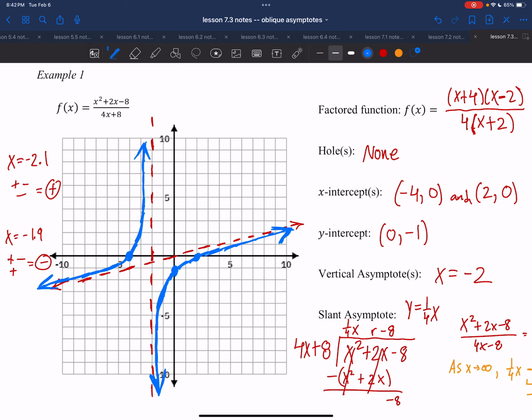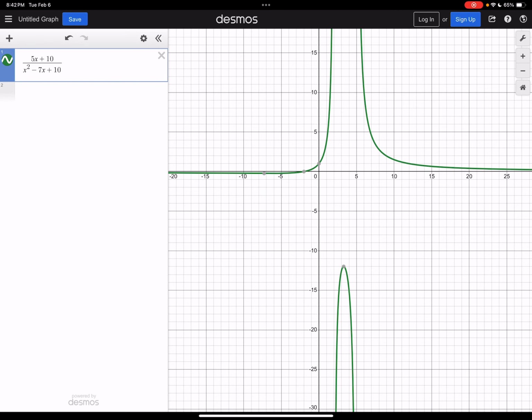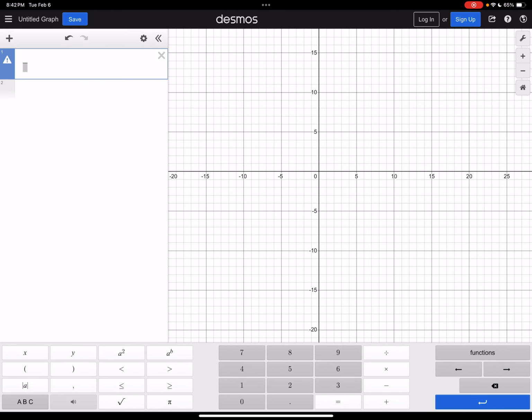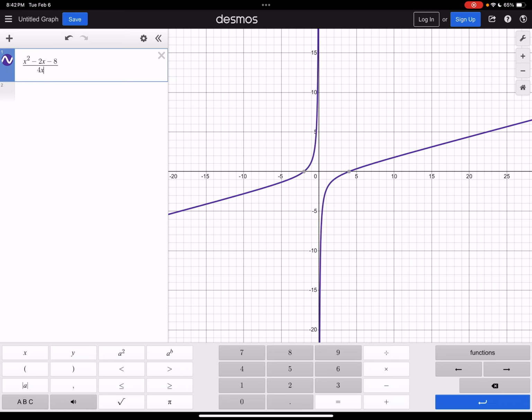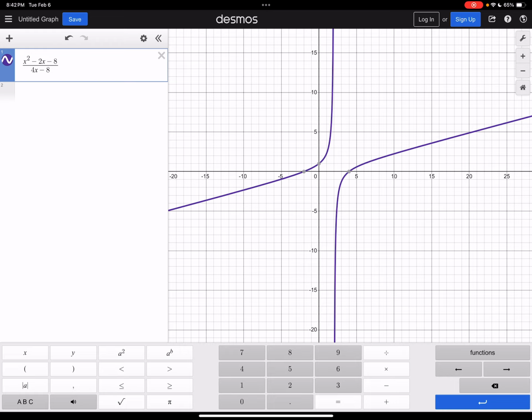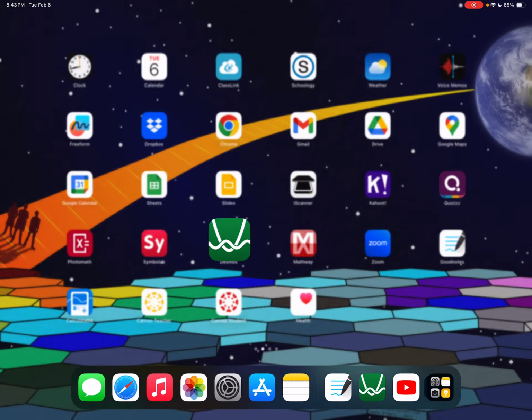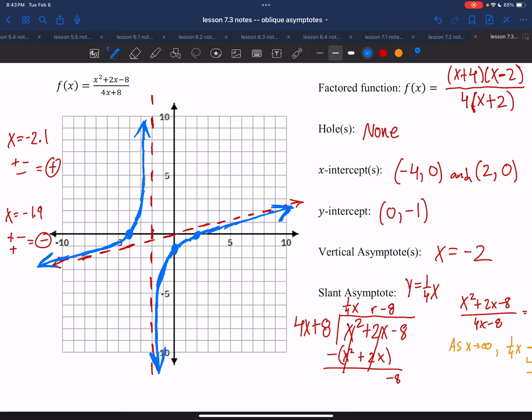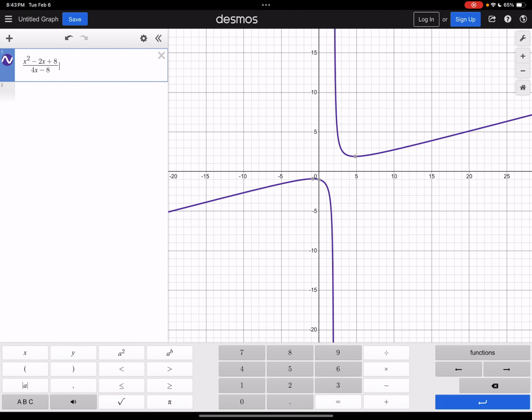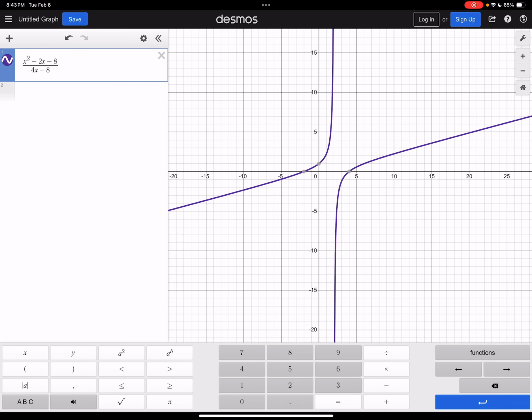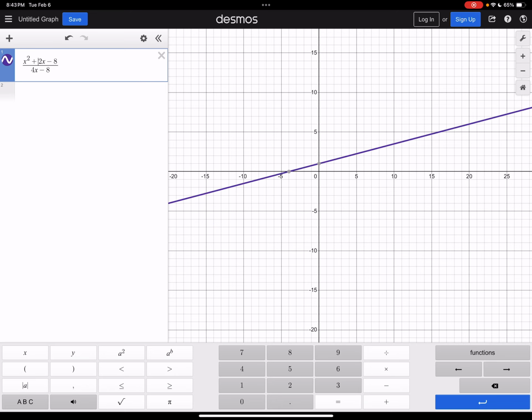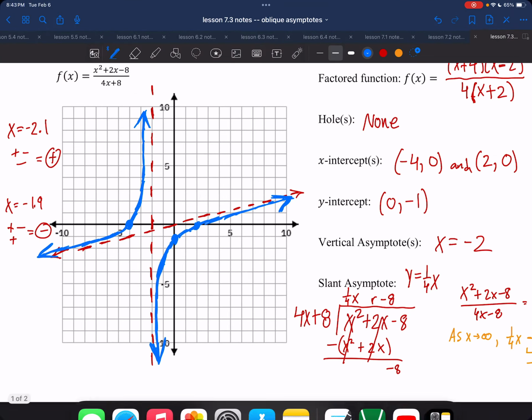Let's verify that our answer is correct here. You can type this into Desmos. X squared plus 2x minus 8. Let's do that. X squared minus 2x minus 8. And I already forgot the other one. I think it was plus 8, wasn't it? Wait, hold on. I'm tripping. Plus 2x. Oh, silly. Okay, I thought something was awry. Oh, it's plus 8 on the bottom.